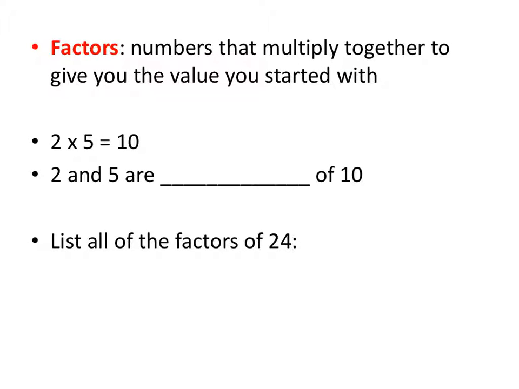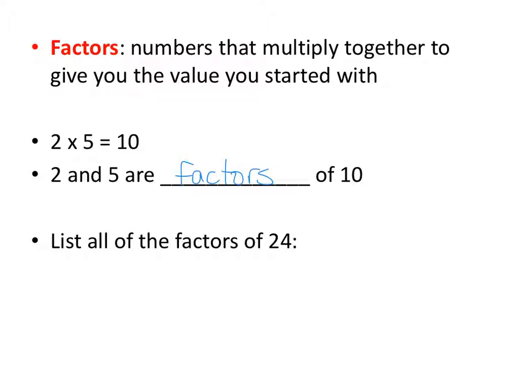With that said, we're going to remind ourselves that factors are numbers which multiply together to give us the value we started with. We know that 2 multiplied by 5 equals 10, so we can say that 2 and 5 are factors of 10. We would consider 10 to be the number we started with, and factors are numbers that multiply together to give us that 10.